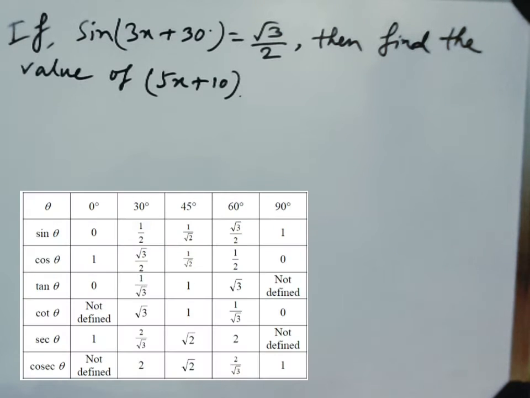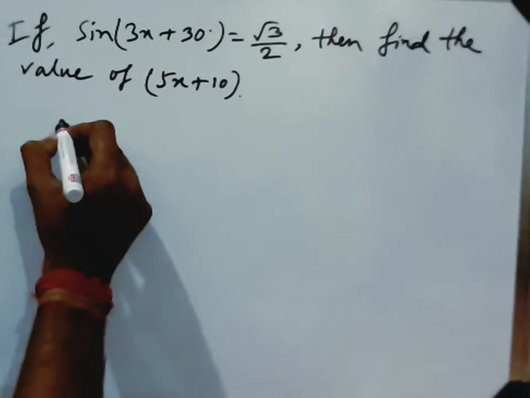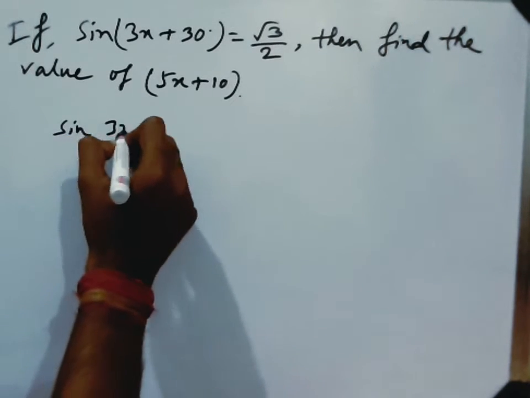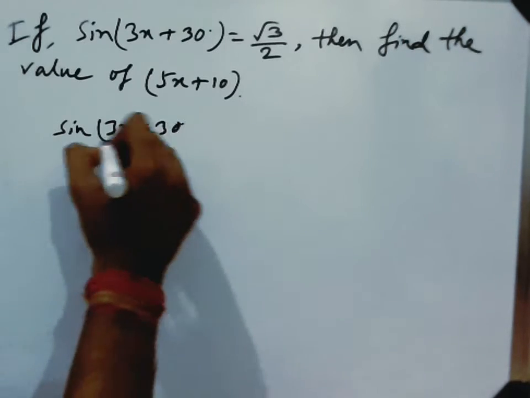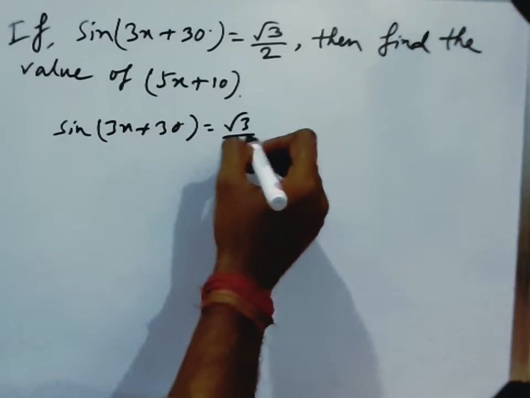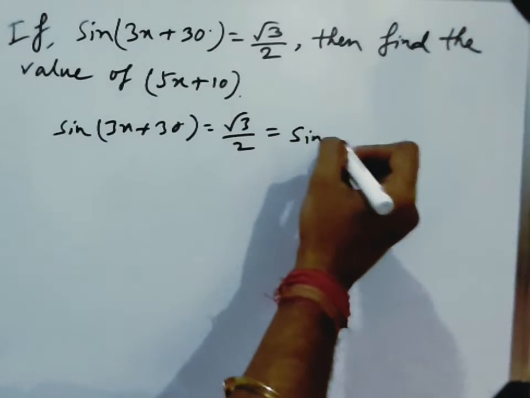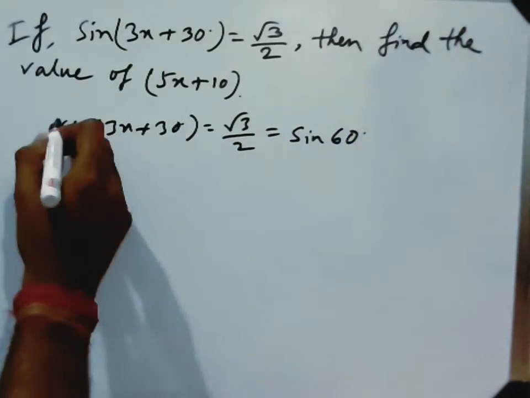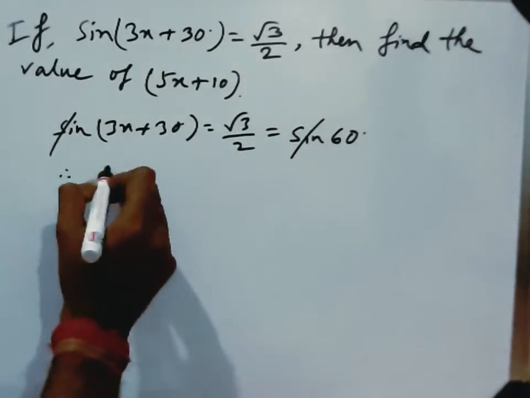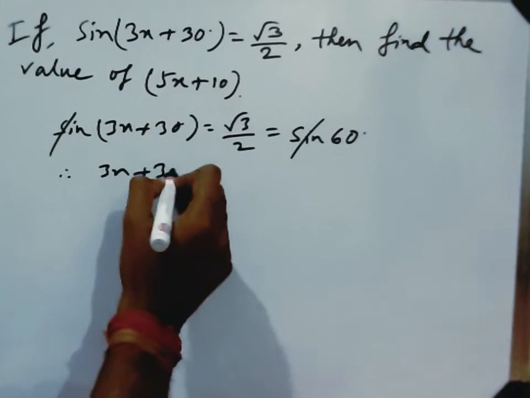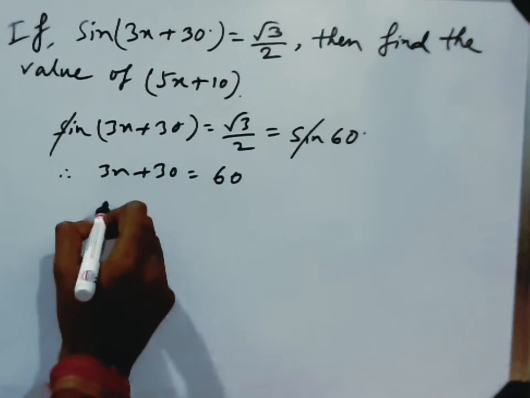Next question is, if sine 3x plus 30 degree equal to root 3 by 2, then find the value of 5x plus 10. So in here, sine 3x plus 30 equal to root 3 by 2. It means that sine 60 degree. So we can cut sine sine. So 3x plus 30 equal to 60.